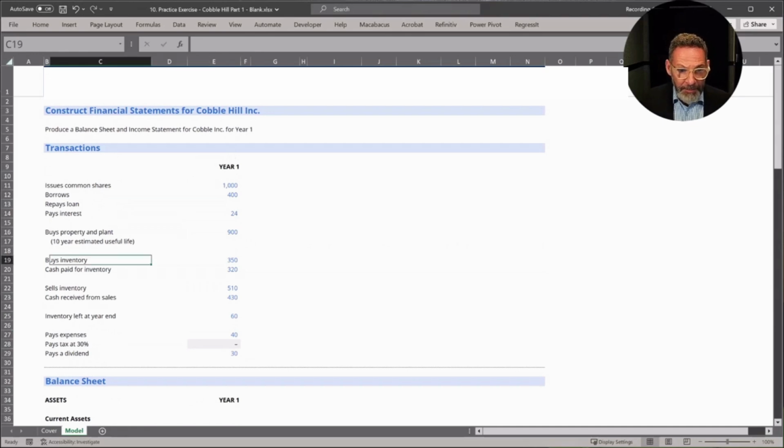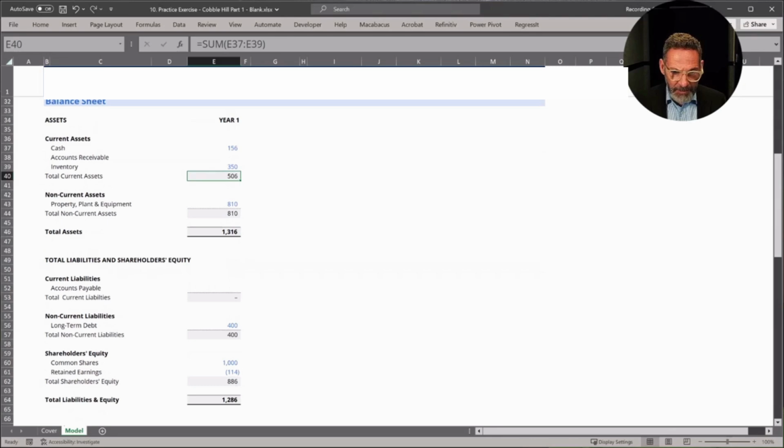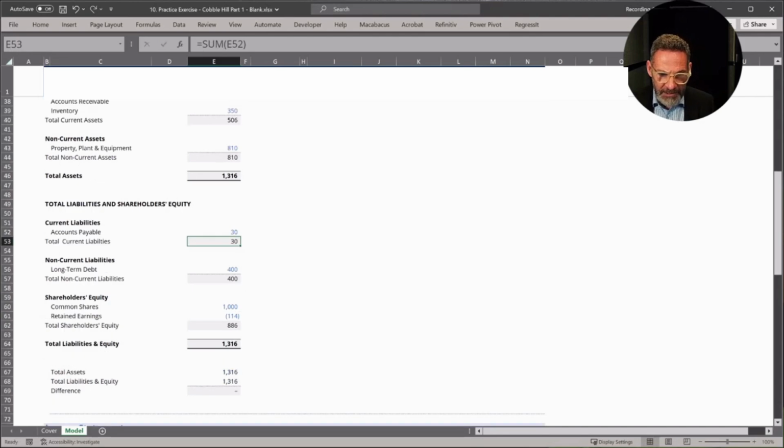Okay, now we're going to buy inventory for $350, but some of it's on credit. So we're paying $320 in cash, which means $30 is still owed at the end of the year to our suppliers, or accounts payable. So we're buying inventory, but I'll do the cash first. Minus $320, but we have 350. But we also have accounts payable now of 30. Let's make sure the balance sheet still balances. Good. We've done those transactions correctly.